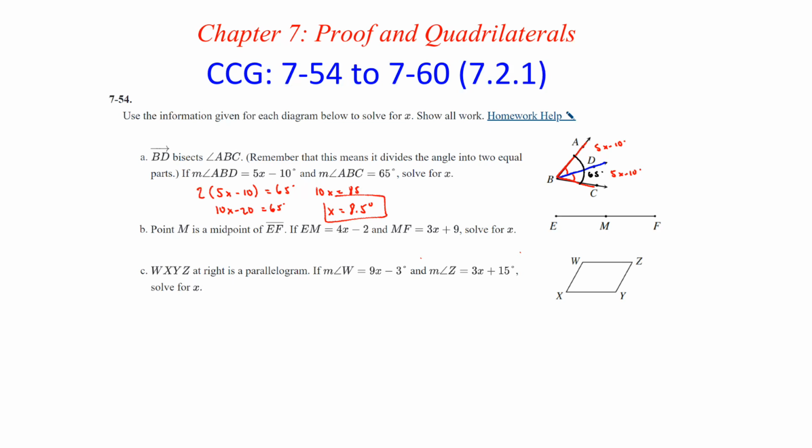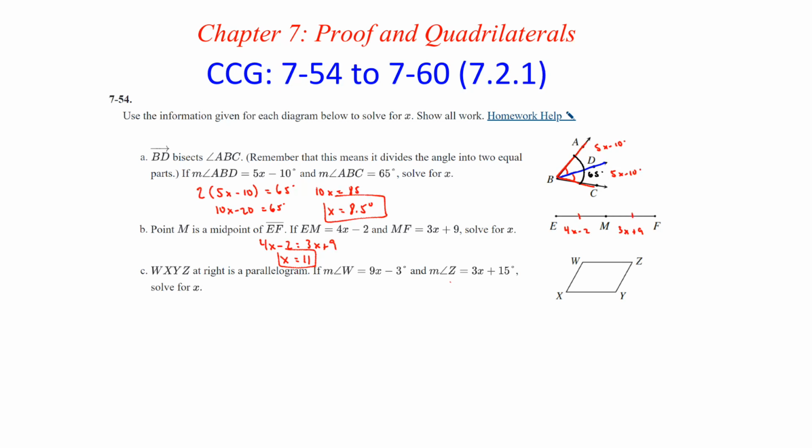Part B. Point M is the midpoint of line segment EF. So that means that EM is congruent to MF. And it says EM is 4x minus 2, and MF is 3x plus 9. Since we know they are congruent, we can set them equal to each other. 4x minus 2 equals 3x plus 9. Subtract 3x, add 2 to the other side, and x is equal to 11.